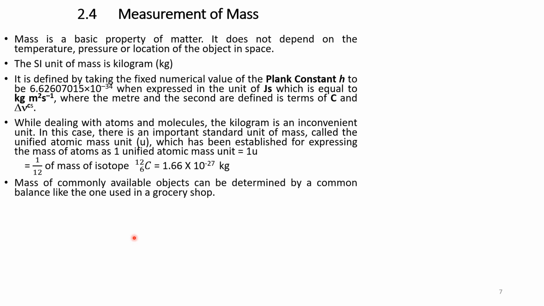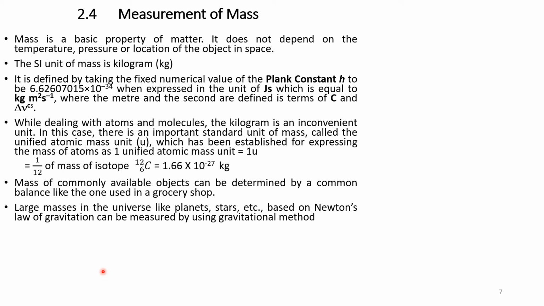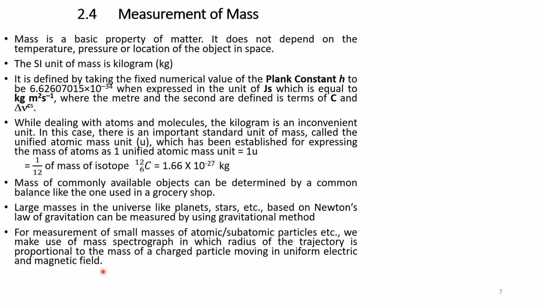Mass of commonly available objects can be determined by a common balance, like the one used in grocery shops. Every day we come across the balances used in grocery shops. Large masses in the universe like planets, stars, etc., based on Newton's law of gravitation, can be measured by using gravitational method. For measurement of small masses of atomic and subatomic particles, we make use of mass spectrograph, in which the radius of the trajectory is proportional to the mass of a charged particle moving in a uniform electric magnetic field.